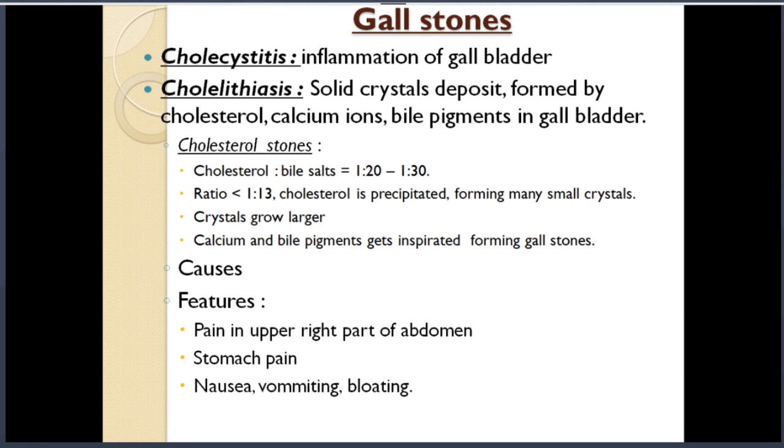So all these things will lead to formation of gallstone. So these are the reasons or the causes of formation of gallstone in gallbladder. The person with this gallstone will complain about the pain, especially pain in the upper right part of the abdomen, along with the stomach pain. Other features will be nausea, vomiting, and bloating.